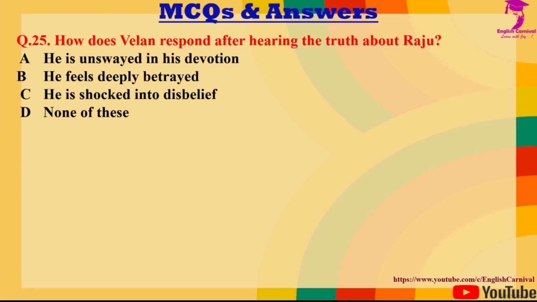Question number 25 we have, how does Velen respond after hearing the truth about Raju? Options are A. He is unswerved in his devotion, B. He feels deeply betrayed, C. He is shocked into disbelief, and D. None of these. The correct answer is A, that is he is unswerved in his devotion.